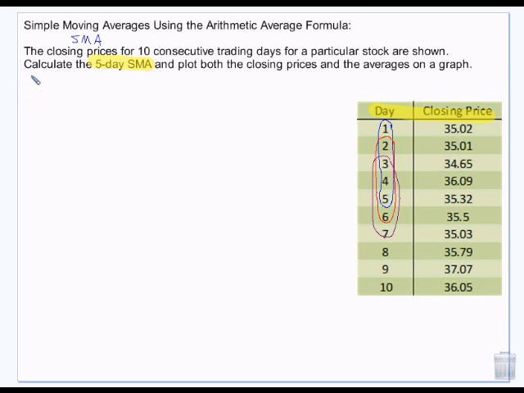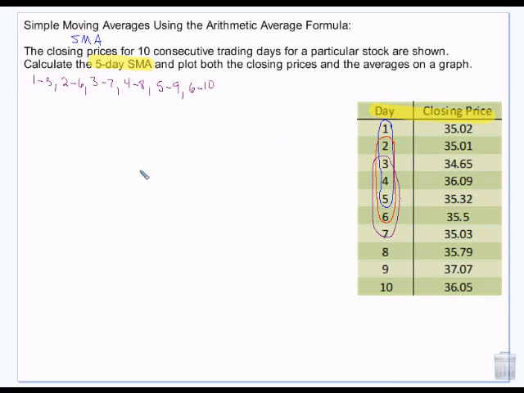So we have 1 through 5, 2 through 6, 3 through 7, 4 through 8, 5 through 9, and 6 through 10. You just do the past 5 days of your information. So to do the 5-day simple moving averages for 10 days, we have to do 6 averages. If we had 30 days, we'd have to keep going until we hit the 30th day.